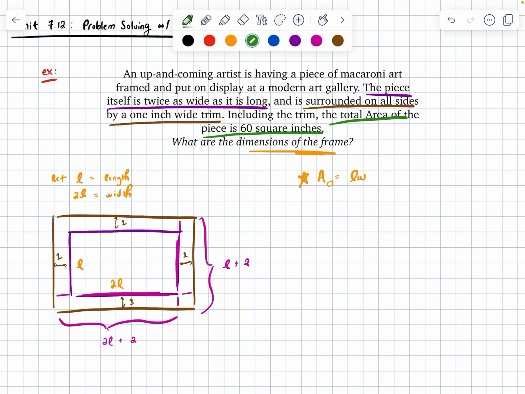From here, all I need to do is slot in. I know that the total area is 60 square inches, and I know that's going to be equal to the product of the length and the width.